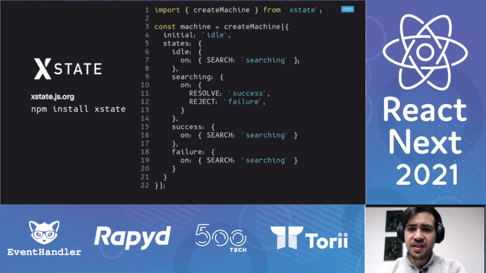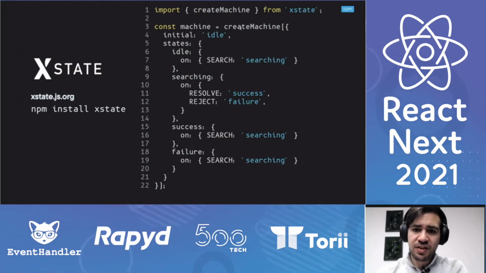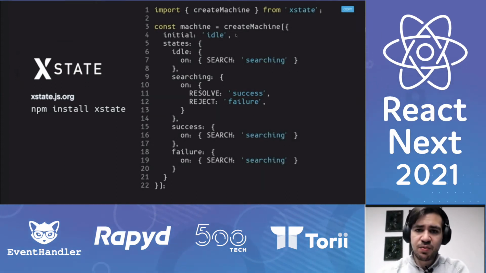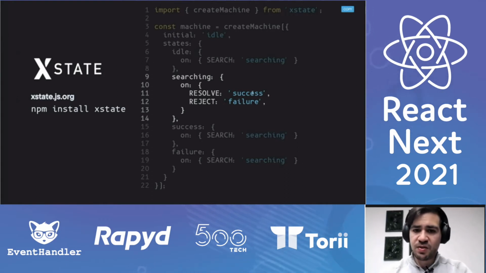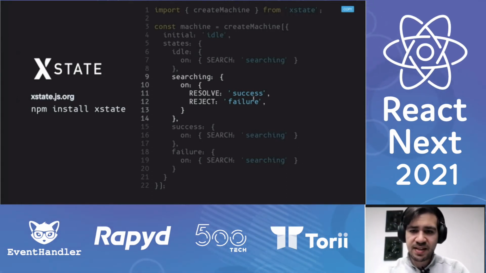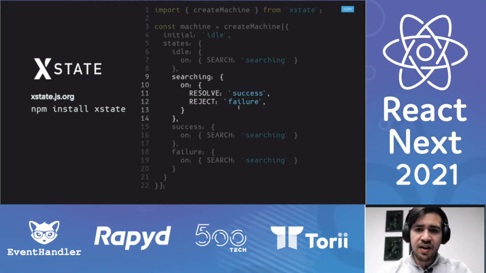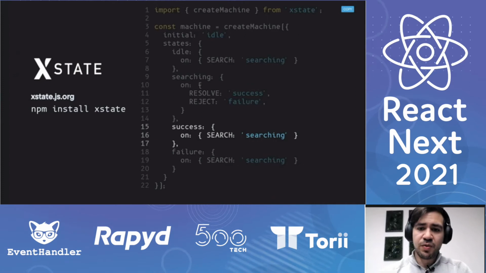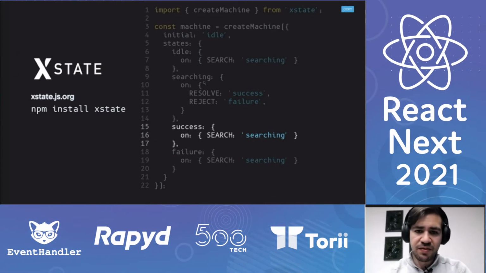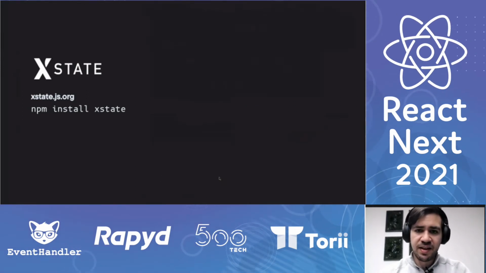This is represented in the state machine by using createMachine. We have this object syntax where we specify the initial state and then each of our states. You could see we have idle, searching, success, and failure. In our searching state, we have two transitions: resolve, which will take us to the success state, and reject, which will take us to the failure state. So this is how you represent it all using XState. Then when the machine gets, for example, the resolve event, it will go to the success state, and then it will handle the events that you specify in there.